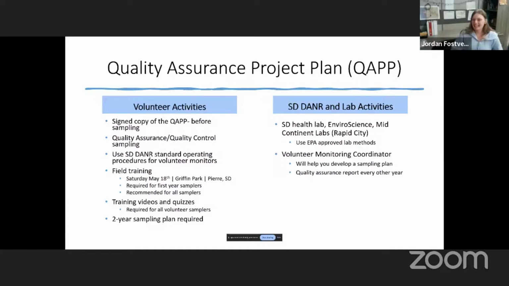Yep. So all the labs we use, which are the South Dakota Health Lab, Enviroscience, and Midcontinent, have to use EPA-approved lab methods. And then as the volunteer monitoring coordinator, I will help you develop a sampling plan, and I will also give you a quality assurance report every other year.